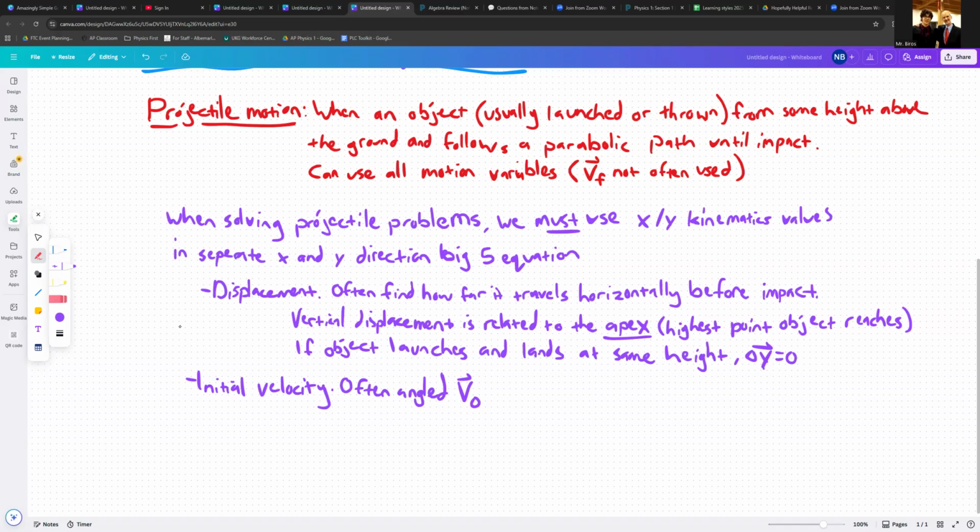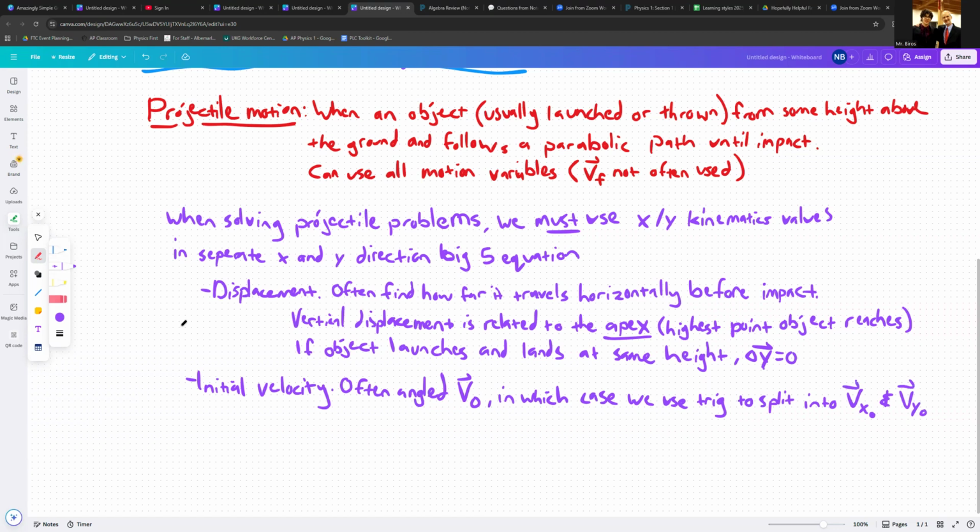So with an angled v0, we need to use our trigonometry skills with vectors. We're going to use our trigonometry skills to split it into its x and y components, which would be Vx initial and Vy initial.